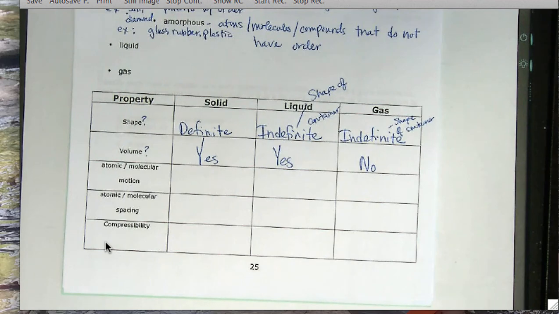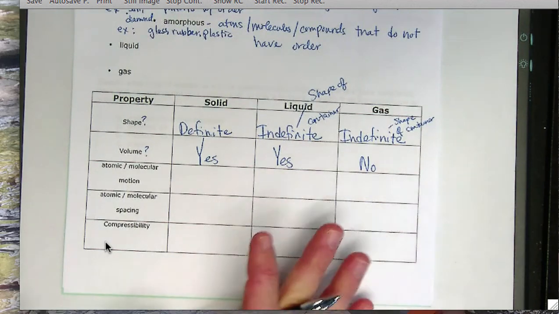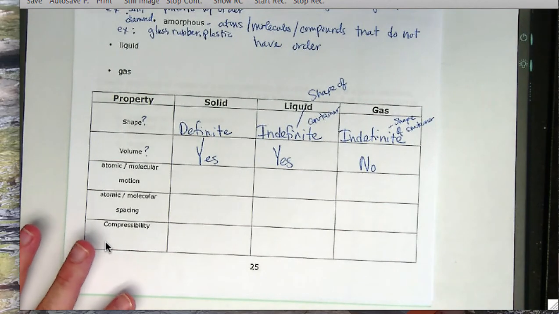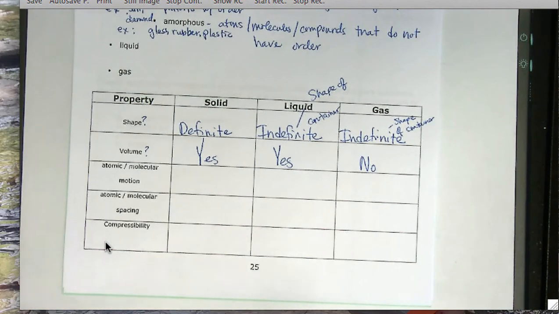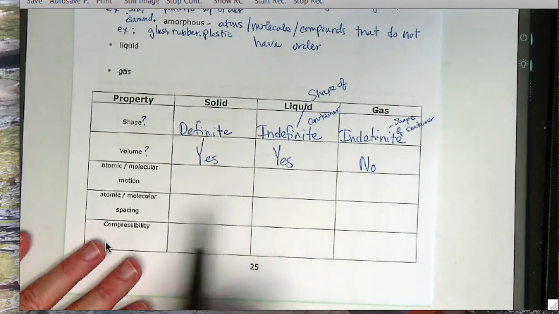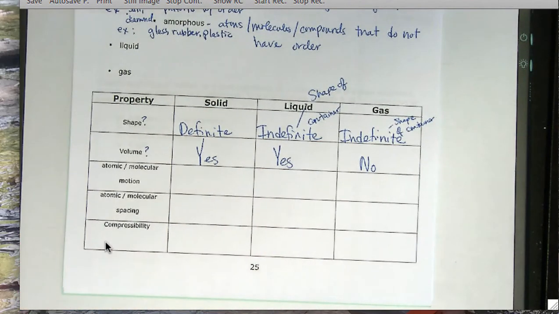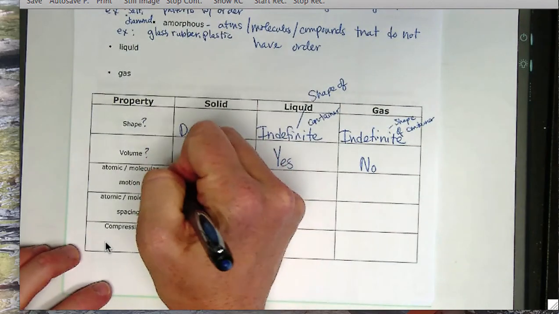Okay, so atomic motion, molecular motion, kinetic energy. With a solid, you still have movement, but it's about a fixed point. So you have vibration about a fixed point.